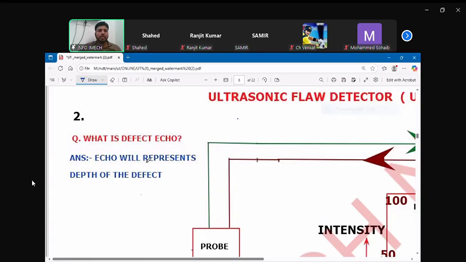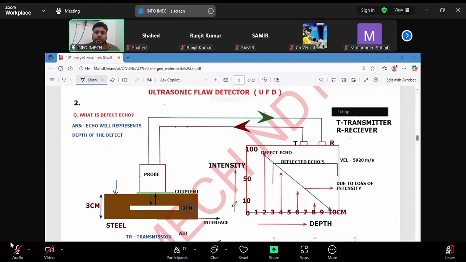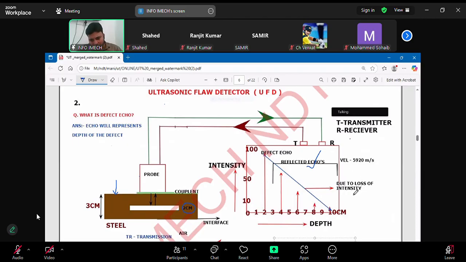So see here, only one question, guys. What is defect echo? Guys, I'm audible to you. Echo will represent the depth of the defect. Okay, depth of the defect. Which also has a reflected echo, which is also due to loss of intensity.